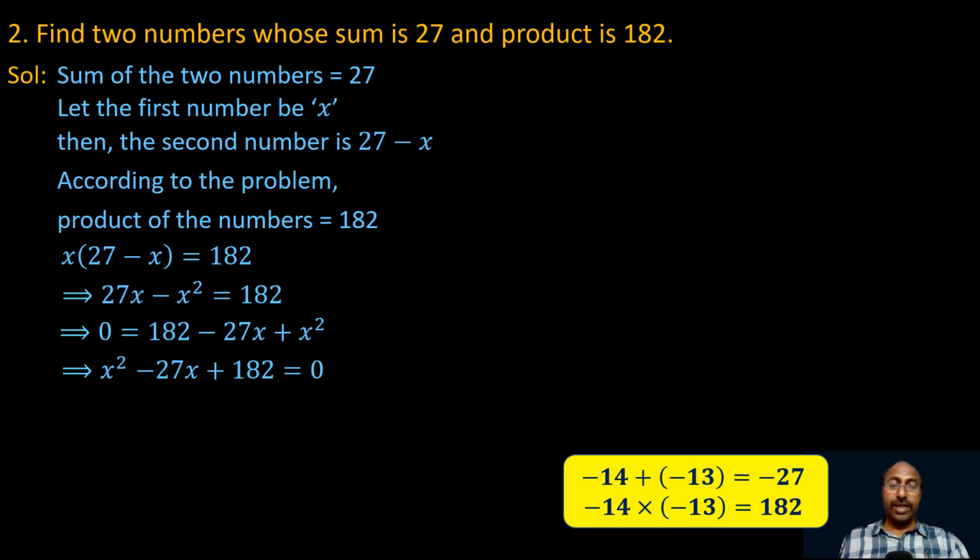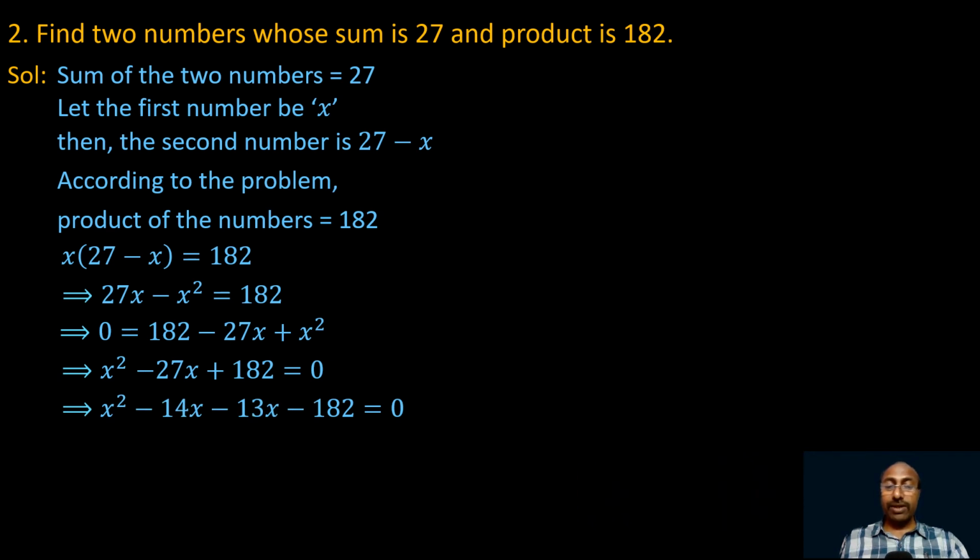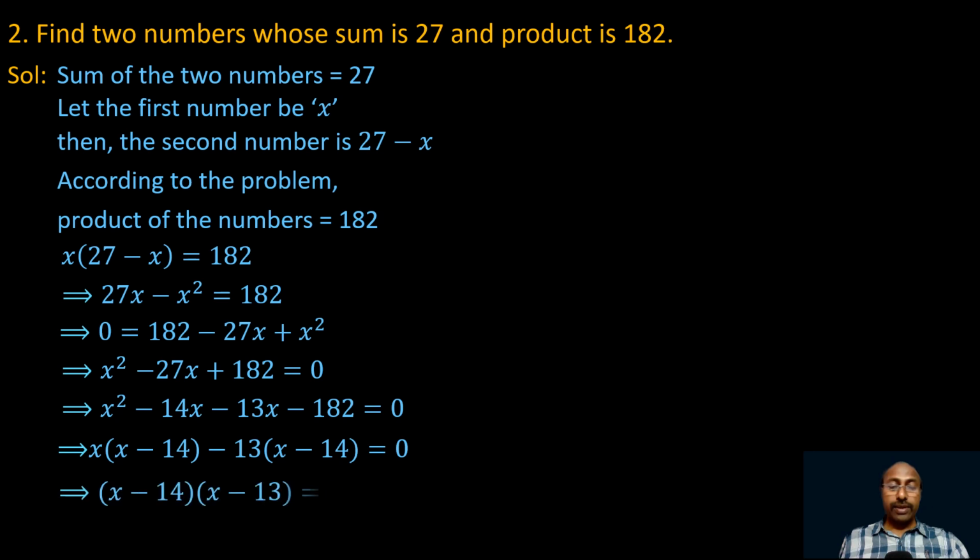Okay, students. So we can write this equation as x square minus 14x minus 13x plus 182 equal to 0, and here we can take x common in the first two terms and minus 13 common in the next two terms. So that we can write x into x minus 14 minus 13 into x minus 14 equal to 0. So this one can be written as x minus 14 into x minus 13 equal to 0.